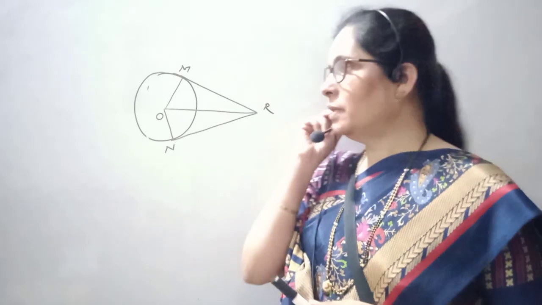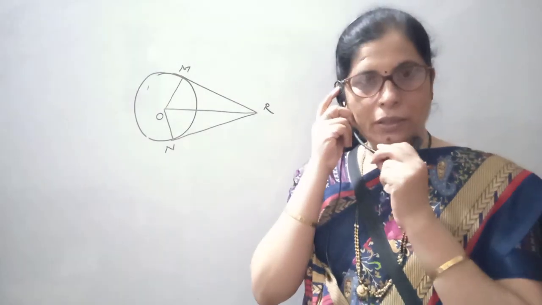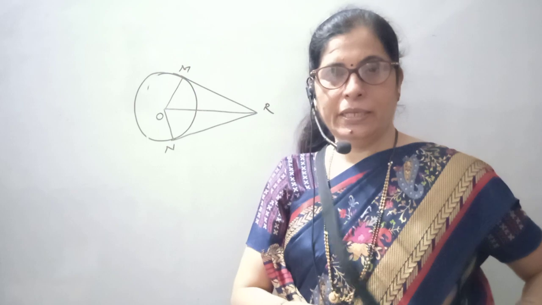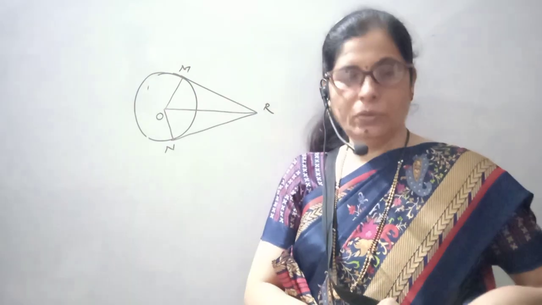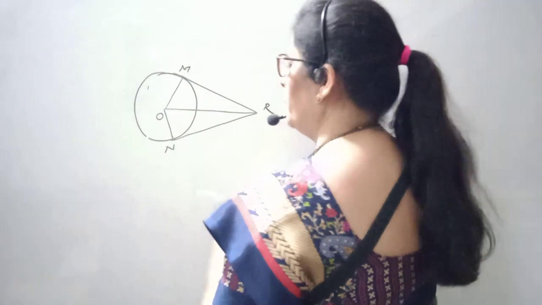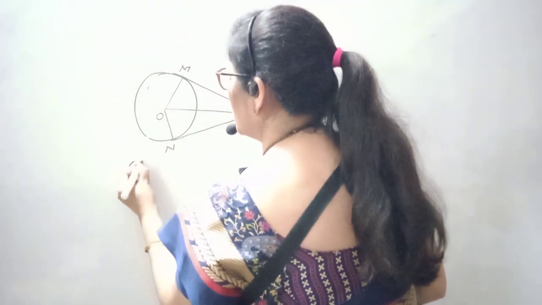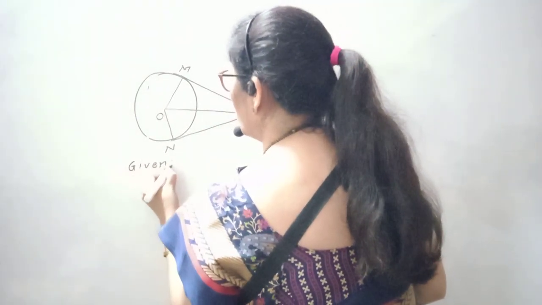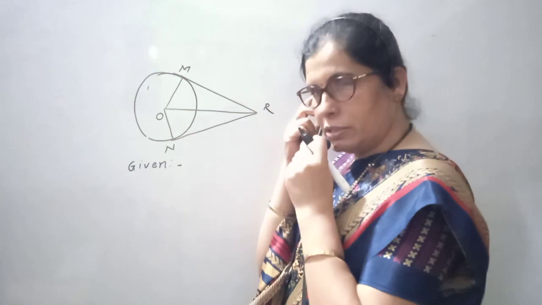Hello students. Now we will see the third example of practice set 3.1. Okay. Now see here. We will write down the given information. I will show you how to write down given information.